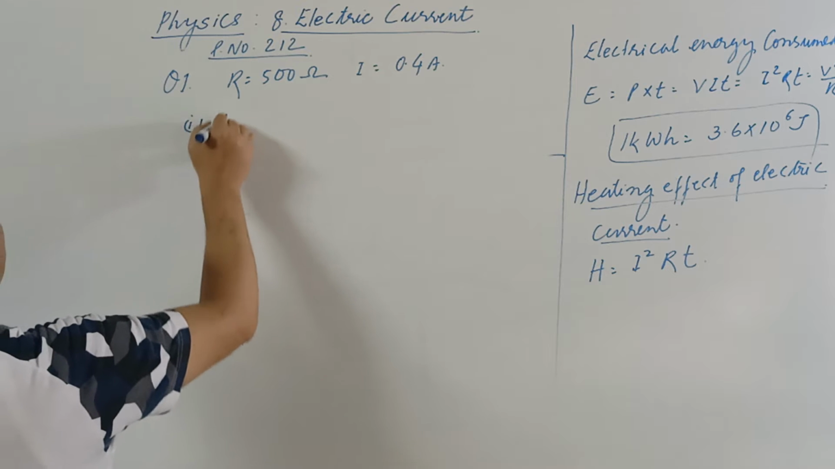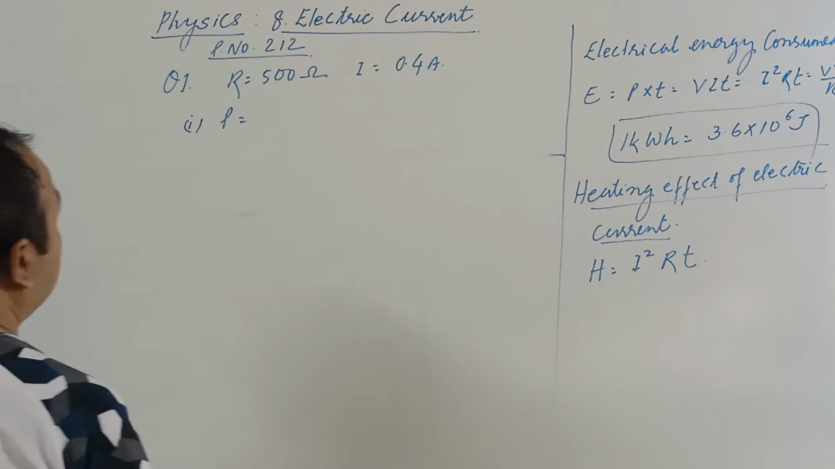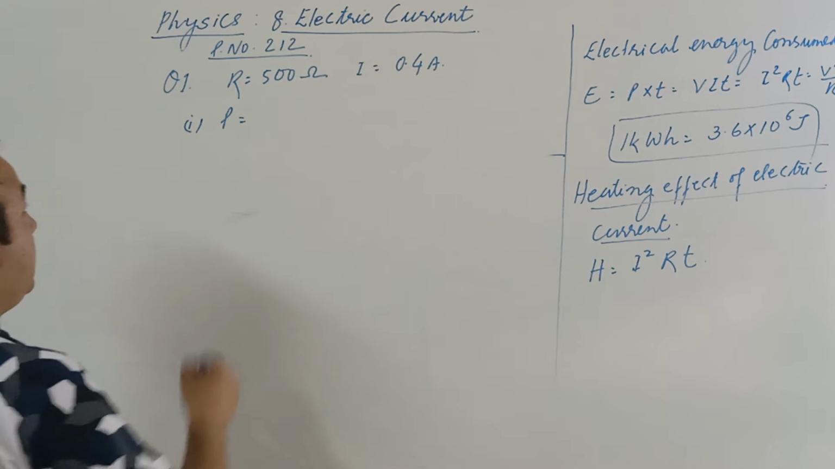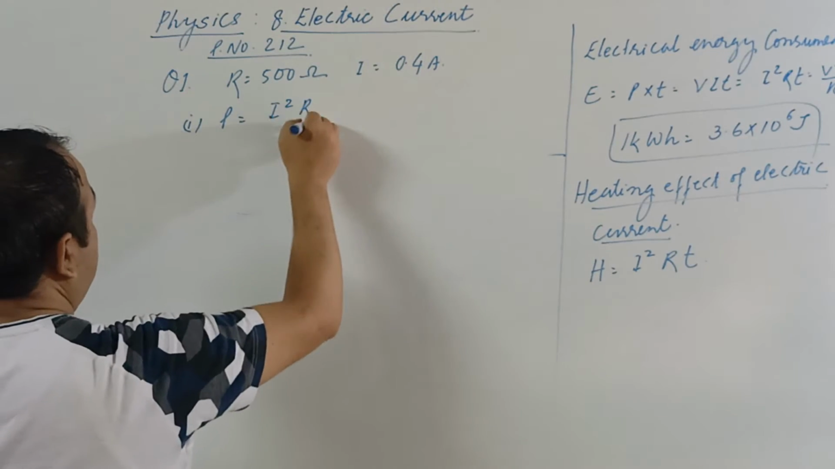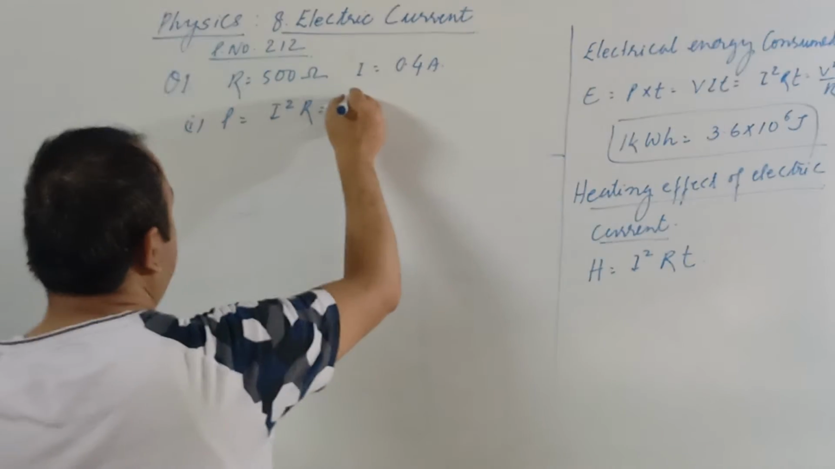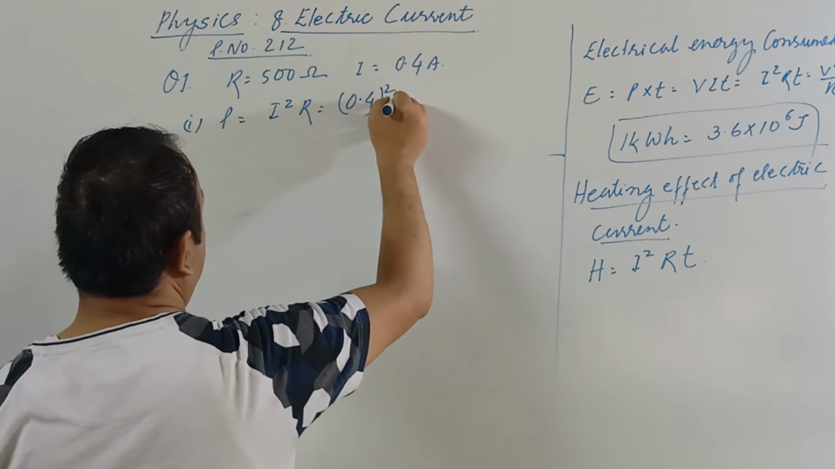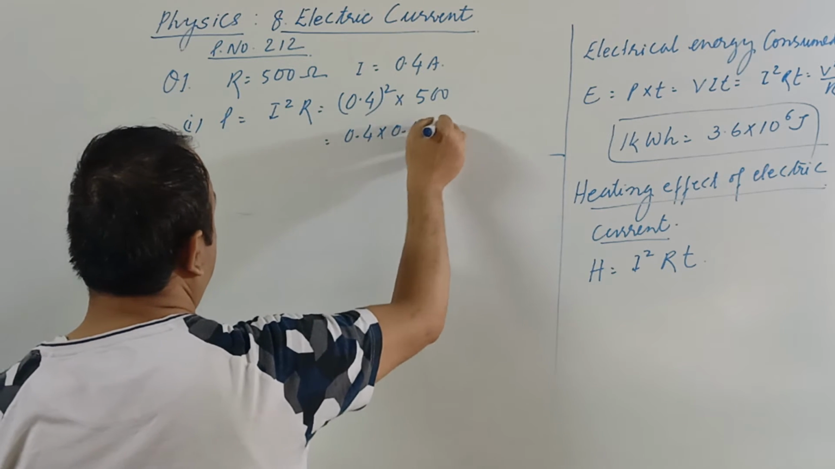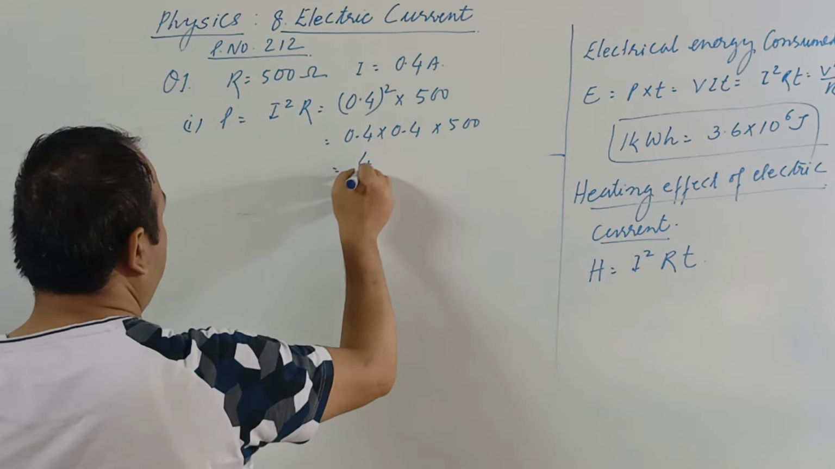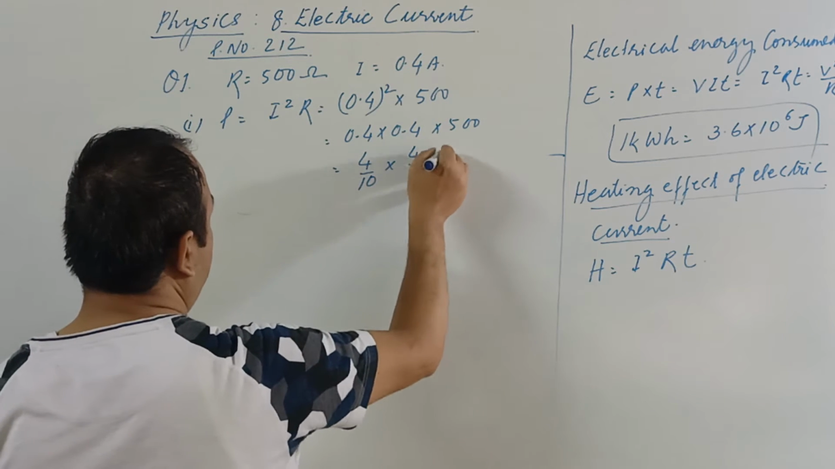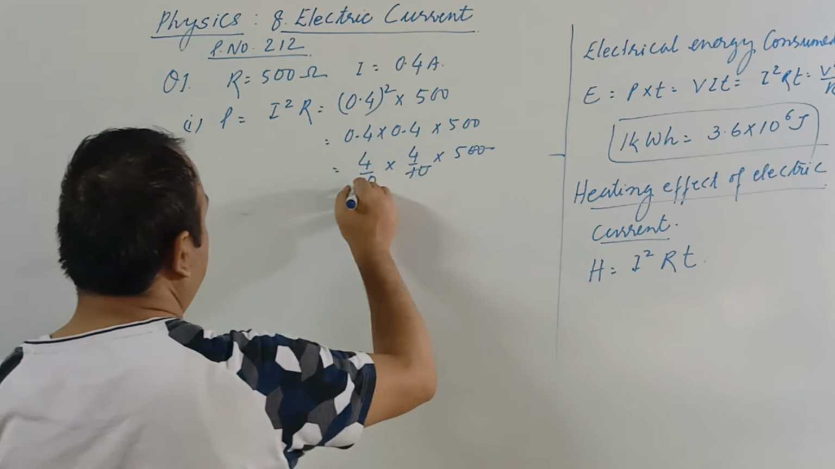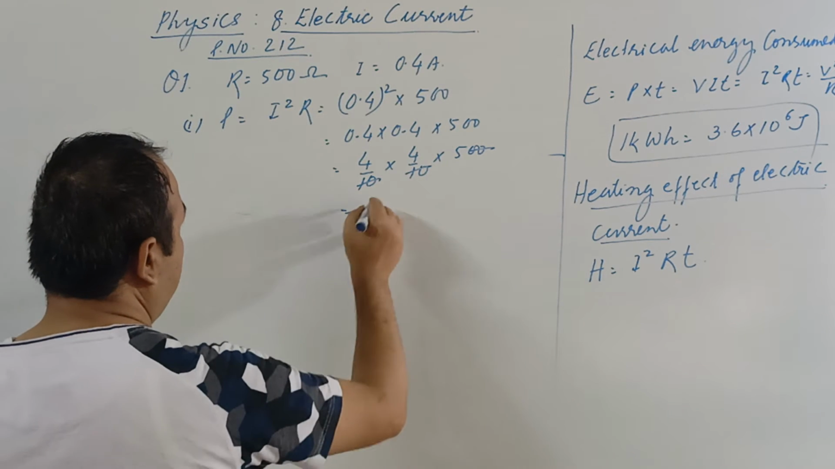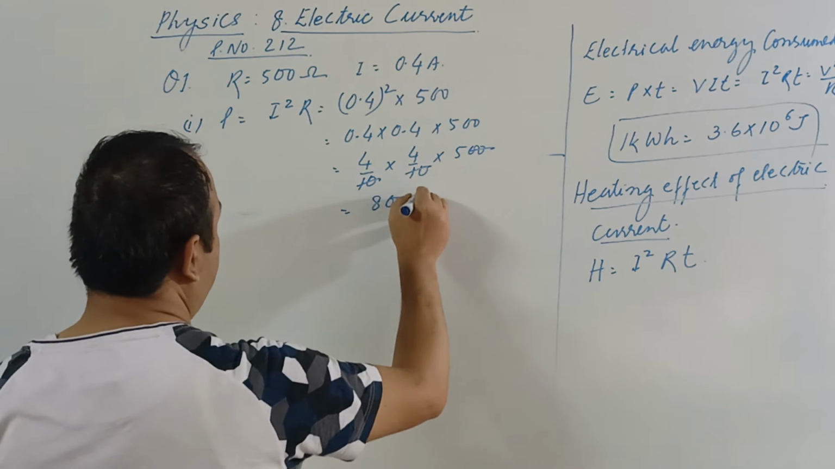First we need to find the power. As we know, when the resistance and the current are given, power is equal to I square R, which is 0.4 whole square into R. R is 500, so it's 0.4 into 0.4 into 500, which is 4 upon 10 into 4 upon 10 into 500.